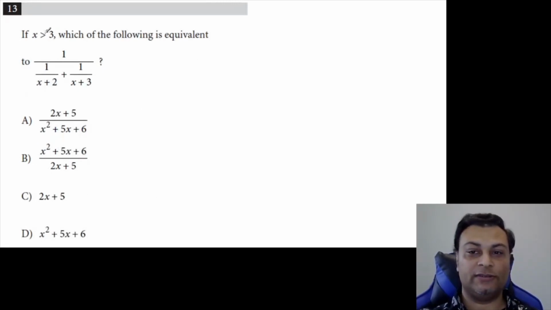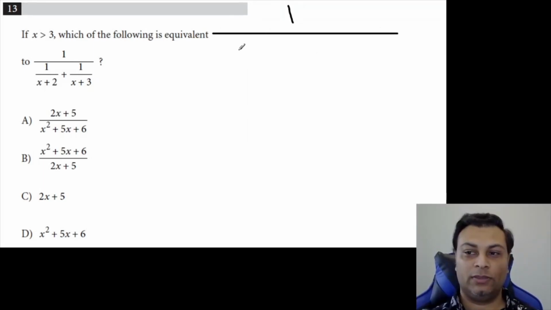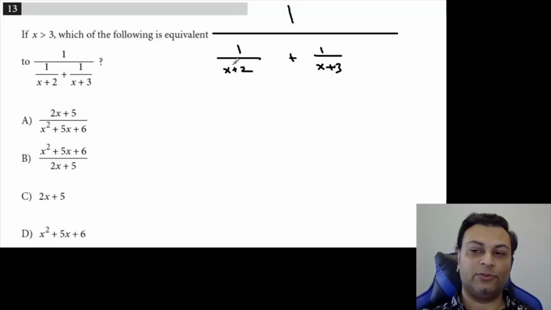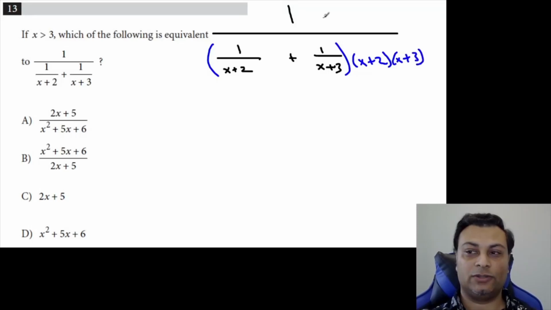It says if x is greater than 3, which of the following is equivalent to this? Okay. There is a longer way to do it, and then there's a shortcut, which I'll show you afterwards. So what we have is 1 over x plus 2, and this is 1 over x plus 3. Now the least common denominator between these two denominators is their product. So we're going to multiply everything here by x plus 2 and x plus 3, and of course do the identical step on the numerator.